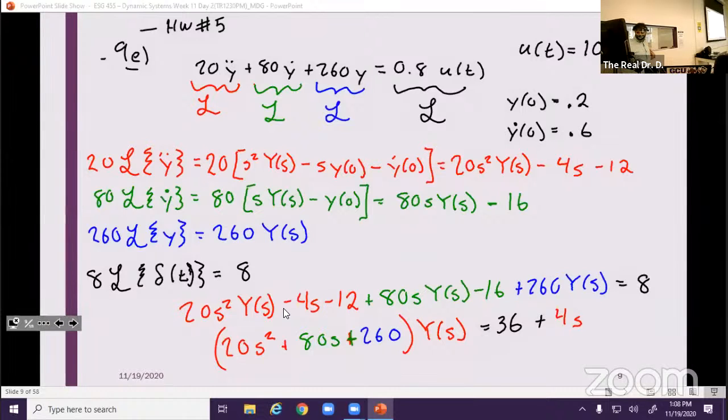All right, so now we've got this, and because we use the Laplace transform method, we put in the initial conditions, and because of that, now we have this term on the right-hand side that is our input plus the effects of our initial conditions. So our input, which was 8, plus the effects of having these initial conditions, which gives me that 4s, and the rest of that gave me the 36, the 12 and the 16.